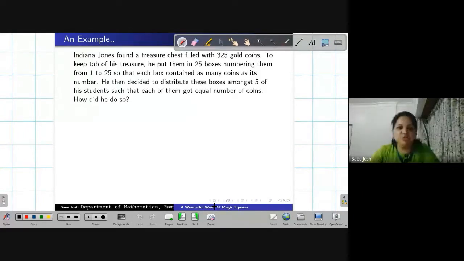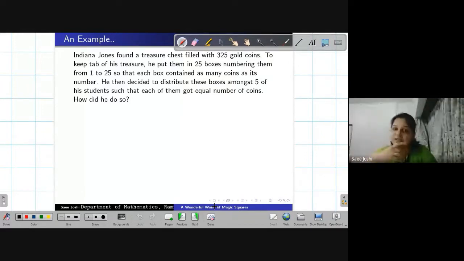Indiana Jones has found a treasure chest filled with 325 gold coins. To keep tabs on his treasure, he has put them in 25 boxes, numbering them from 1 to 25, such that each box will contain as many coins as its number. So if I have box number 4, it will contain 4 gold coins. If I have box number 10, it will have 10 gold coins, and so on.